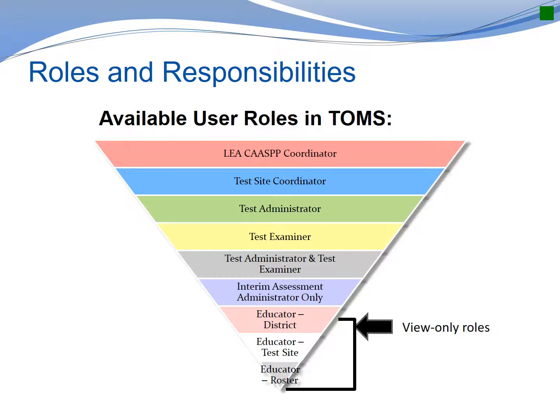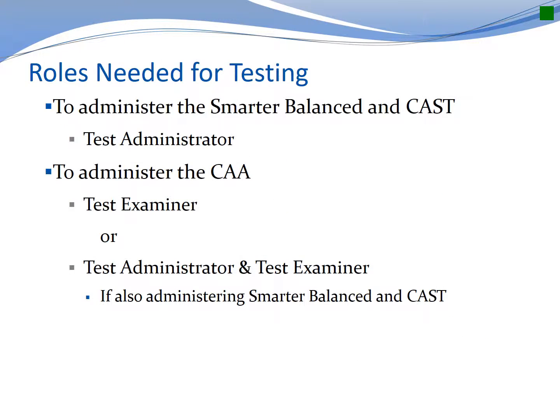This slide shows the available roles and responsibilities for TOMS accounts. The bottom three roles have only view access and cannot administer assessments. In order to administer the Smarter Balanced and CAASPP assessments, users will need the test administrator role. If users are going to administer the California Alternate Assessment, they will need the test examiner role, or the test administrator and test examiner combination role if they're also administering Smarter Balanced and CAASPP assessments to their students.